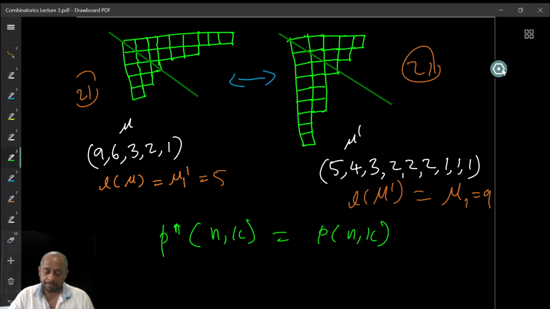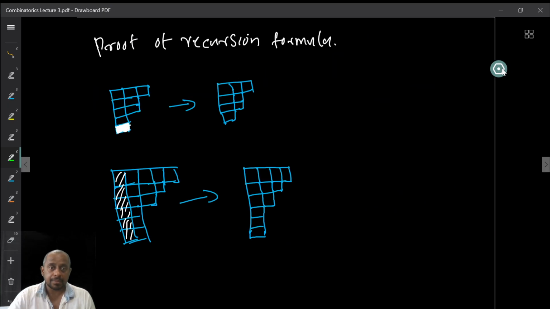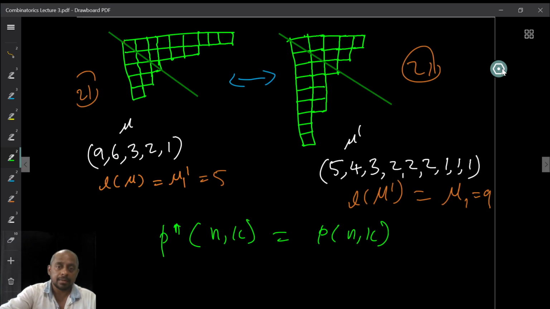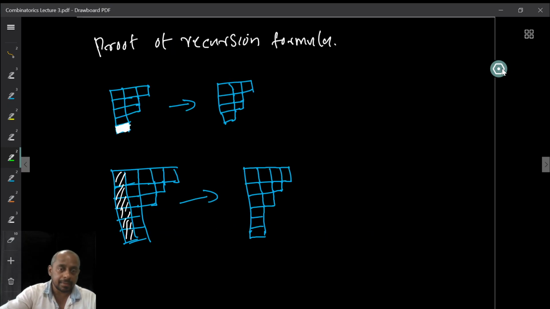Now, let us look at a couple of more things. We want to prove the recursion formula. The recursion formula that we wrote for P of n comma k can be proved using the Ferrers diagram again. So what is the proof? Here is the proof. This picture represents the proof.